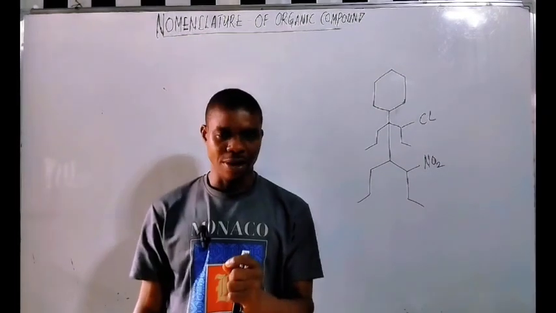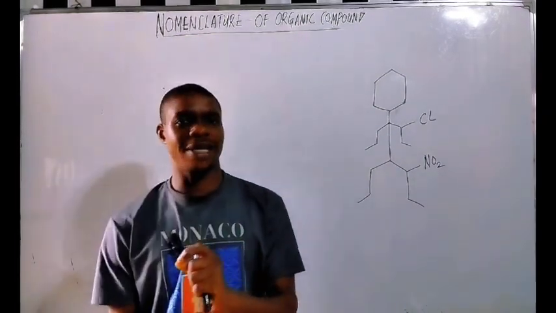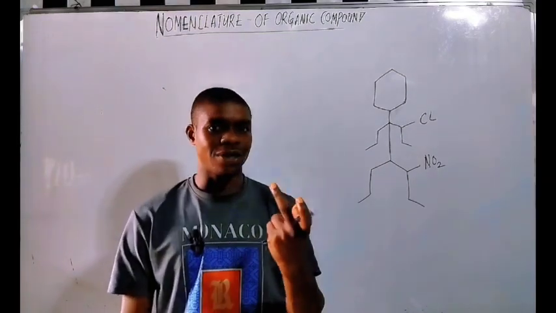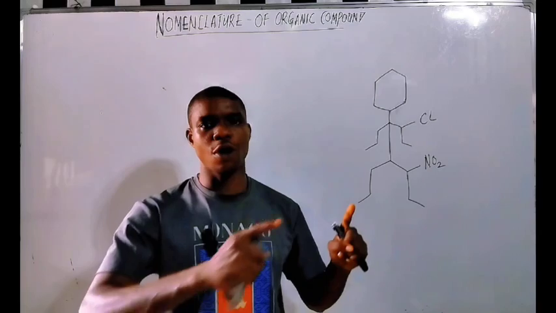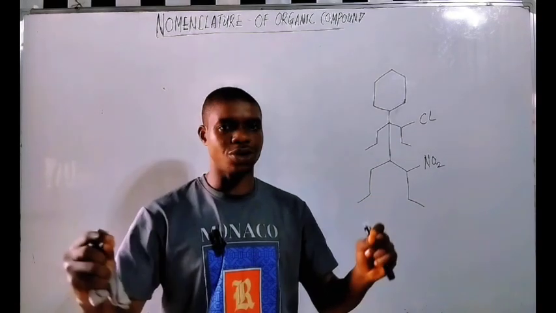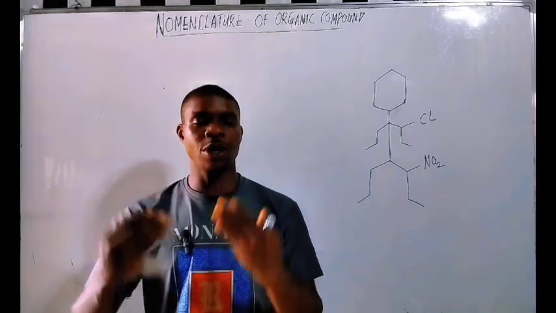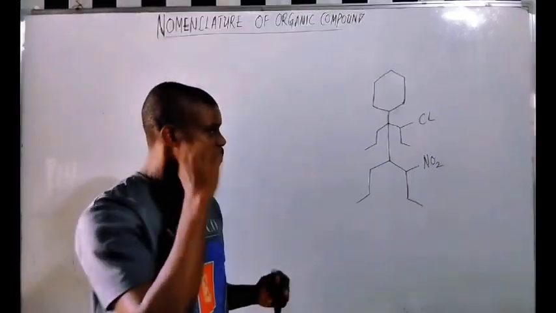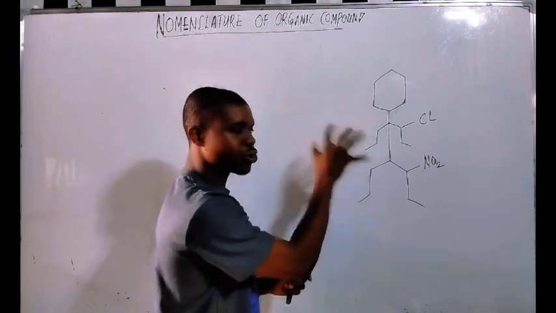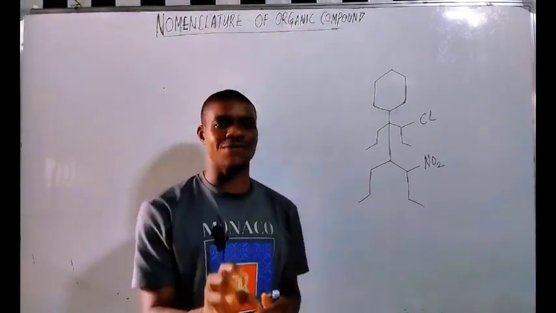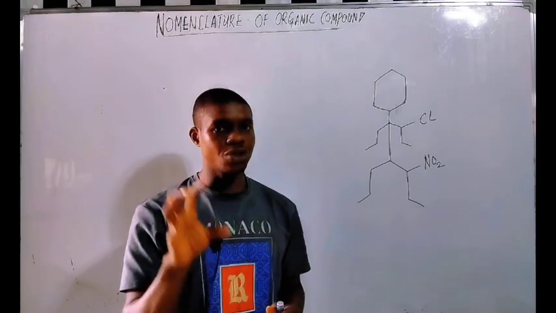So when I give something like this, some students see a structure like this and they will be scared. Now I want you to understand something here. No matter how complex a structure is, once you have an idea of how to transform a skeletal structure to a fully displayed structure or a carbon chain structure, you should be able to name it, right? So if you see this structure here, this is called a skeletal structure. First, I want to teach you how you can transform a skeletal structure to a carbon chain structure.